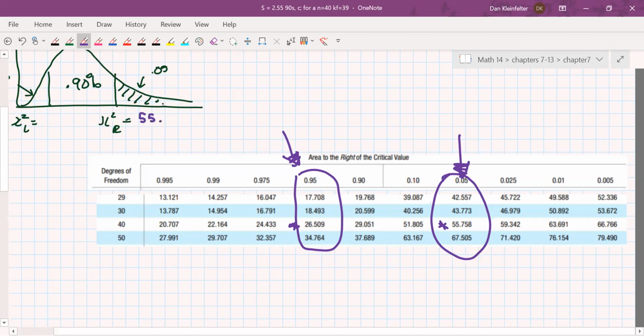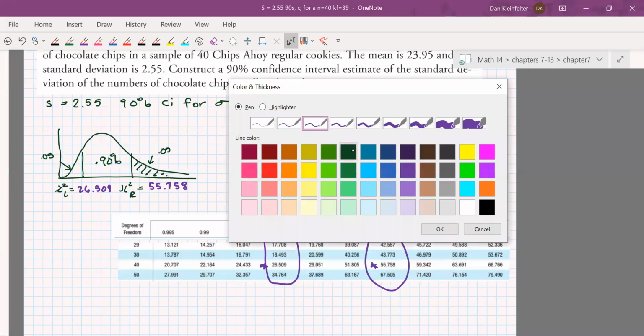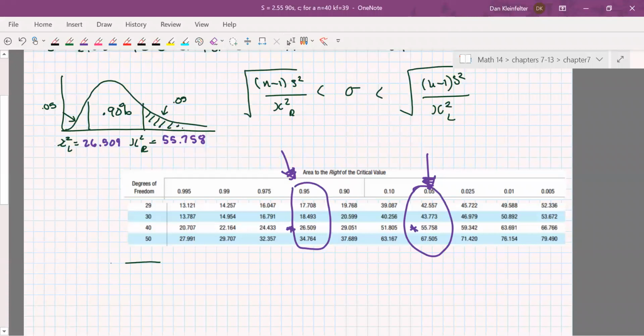55.758. Our chi-squared left, 26.509. So then our formula for standard deviation, square root of n minus 1 times s squared over chi-squared right, less than sigma, less than the same basic square root on the other side, only it's chi-squared left. All right, so then we just need to fill in everything we have for that.